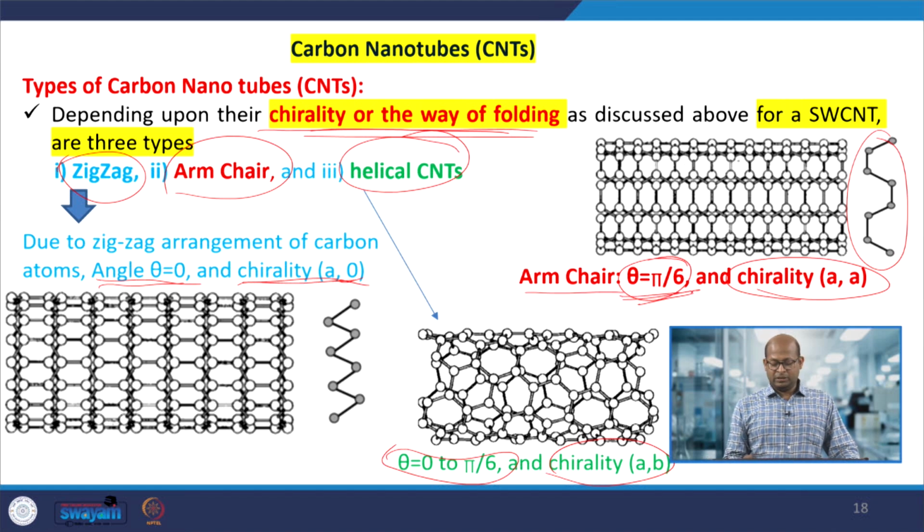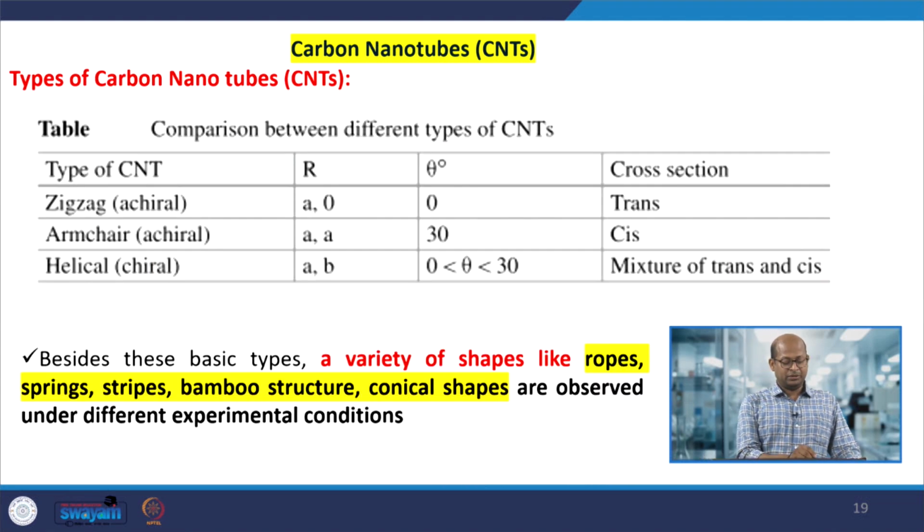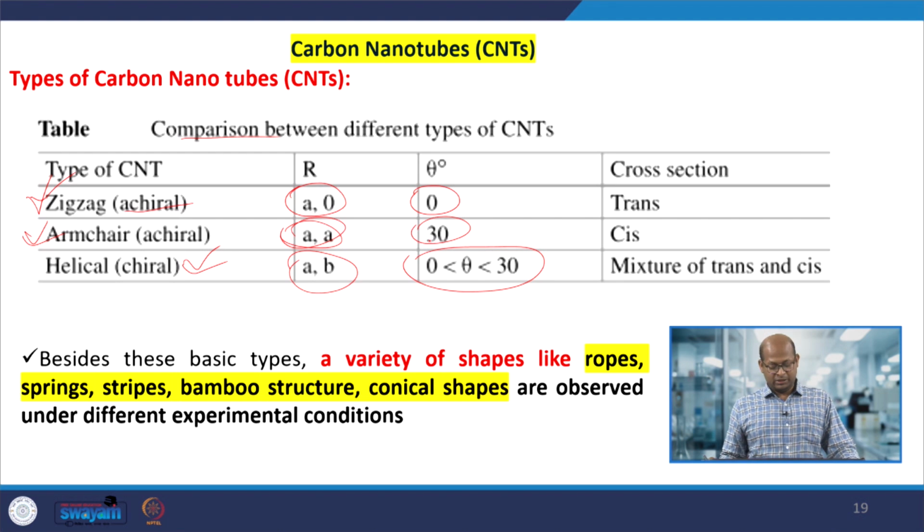So depending upon theta and chirality, we can classify carbon nanotubes into three different categories. When it is zigzag, an achiral type of carbon nanotube, R is A0 and theta is 0. When it is armchair, achiral, R is AA and theta is 30. And when it is helical, R is AB and theta is within the range 0 to 30.